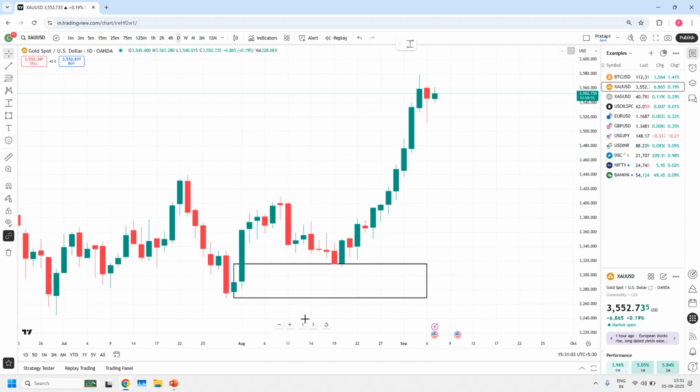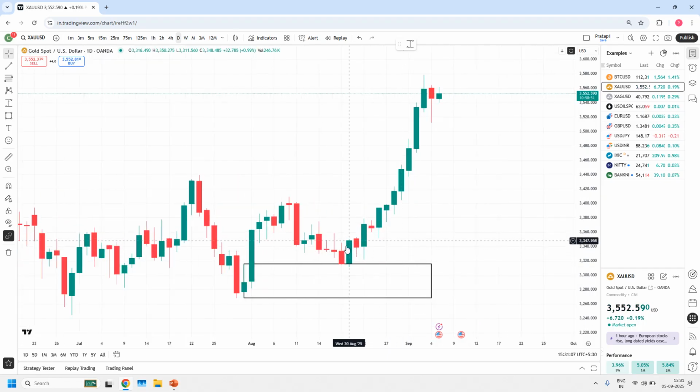This is the demand zone. This is the gold. Recently, what happened? Prices entered into this demand zone. What does a demand zone contain? Institutional pending buy orders. And these pending buy orders might have the capability to push the prices up.